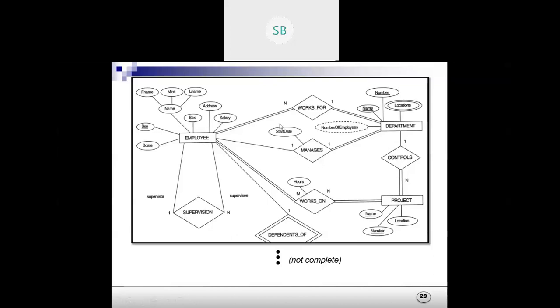Similarly, one department controls n number of projects. Many projects can be controlled by a single department. If you go reverse also, it's the same thing, n:1. A single department can handle many projects. Clear? You have to think on a real world basis.